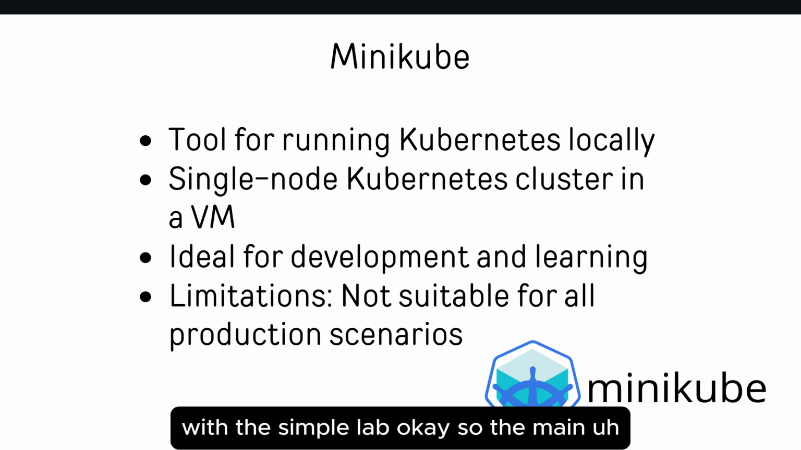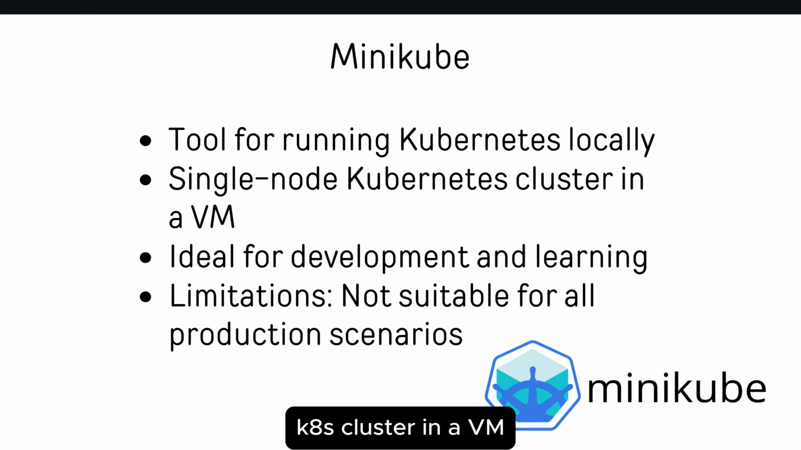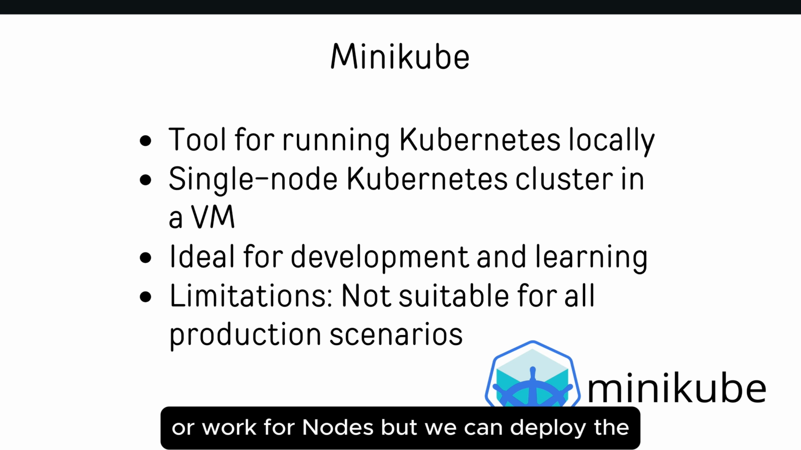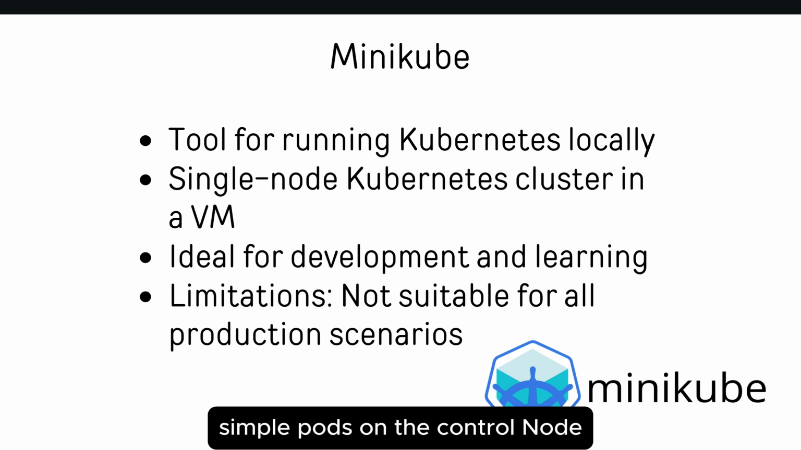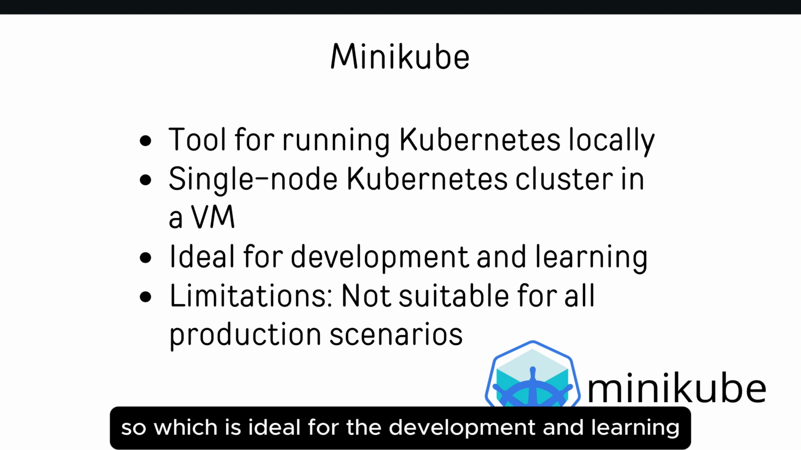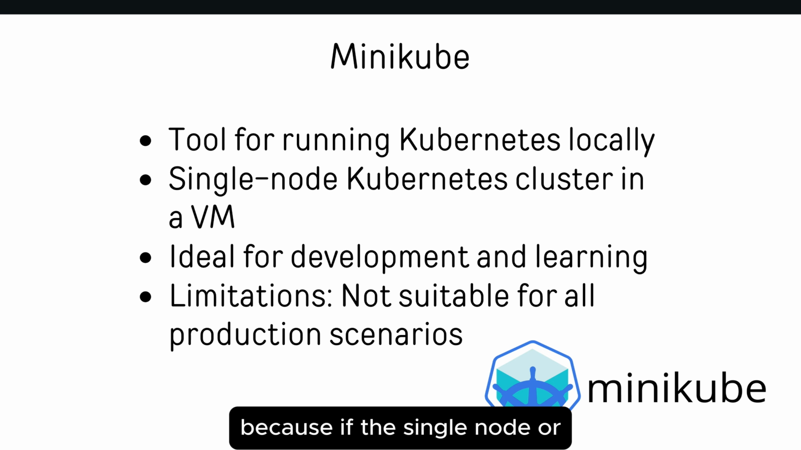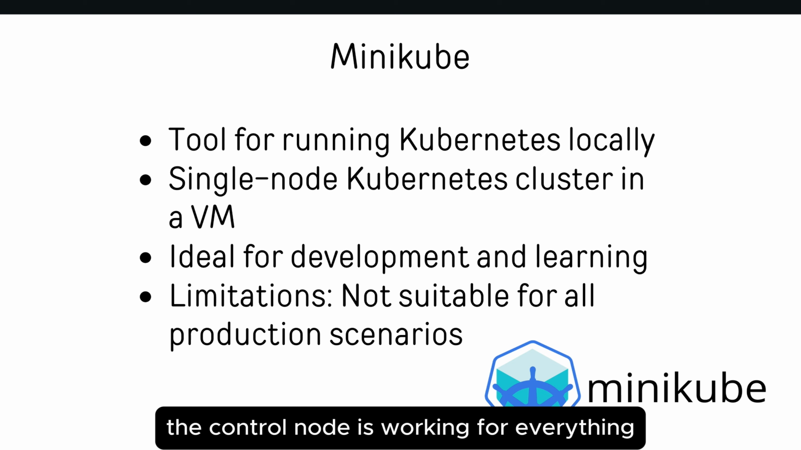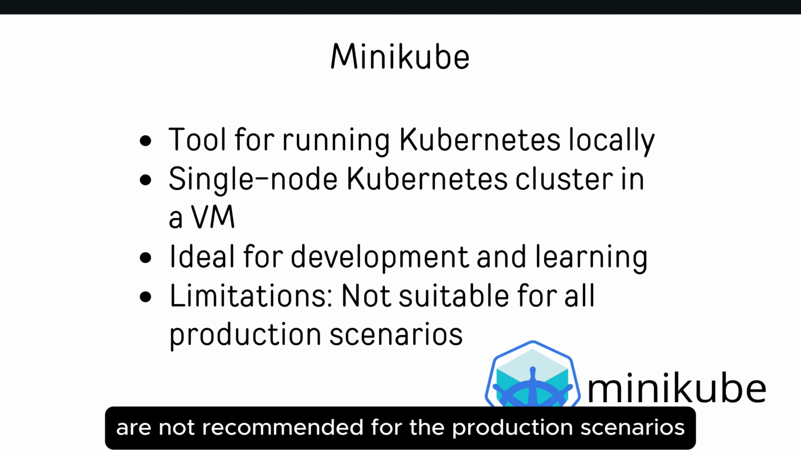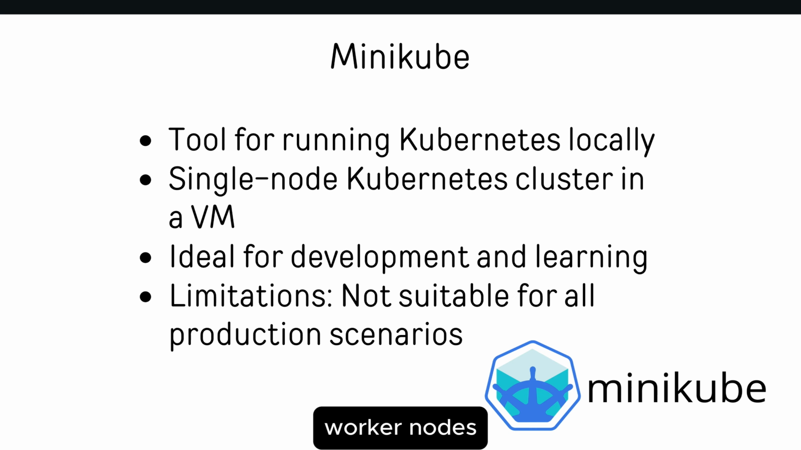Okay. The main disadvantage of Minikube is that it is a single node Kubernetes cluster in a VM. It does not provide any worker nodes, but we can deploy simple pods on the control node. Just for learning purposes, you can use this Minikube. It is ideal for development and learning, and the limitation is that it is not suitable for production scenarios. Why? Because if the single control node is working for everything, it will crash soon. That's why this is not recommended for production scenarios, because it does not give any worker nodes for Minikube.